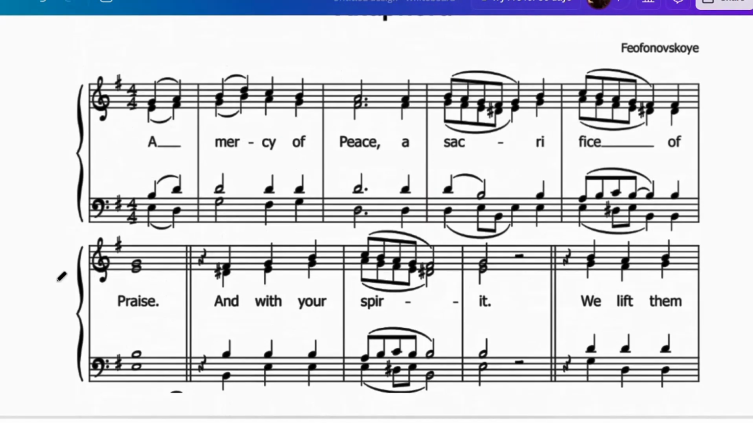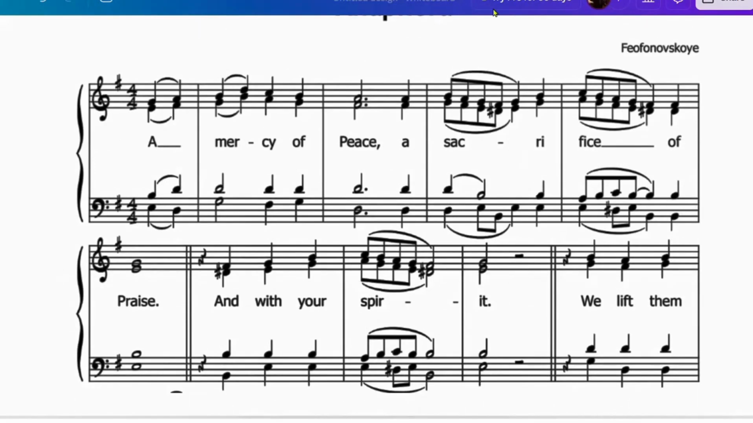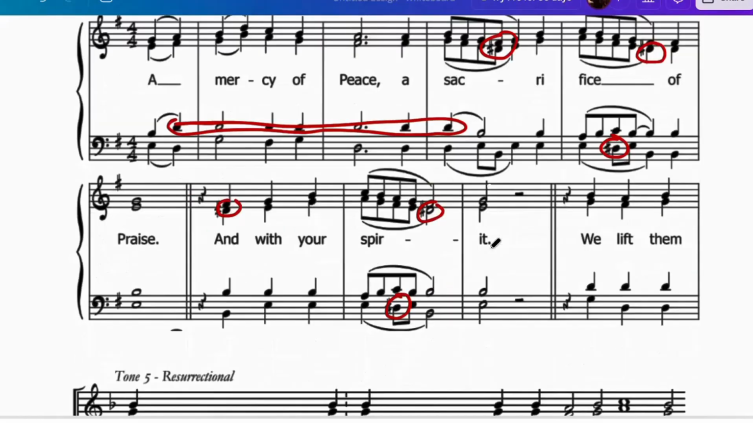The anaphora, the Feofanovskoya anaphora, same thing, exact same thing. The alto with the D, and look, there's a lot of D naturals in a row here. So not every time, just when the alto sings that D natural, there it is again, or the D sharp. There it is. Oh, and look down here. There's a bass singing the D sharp here as well. So it's not just the alto, and it's not every D that's a D sharp, just in those cases.